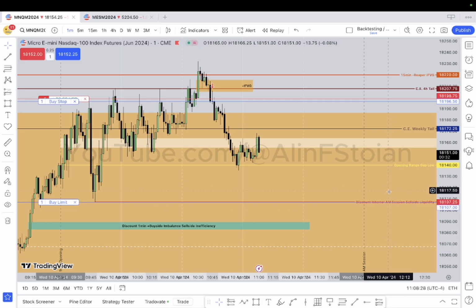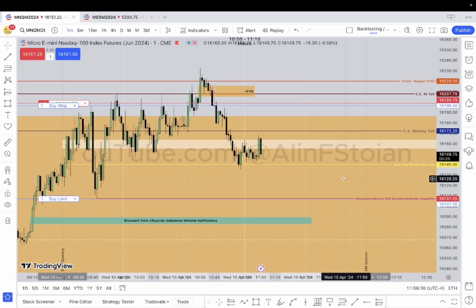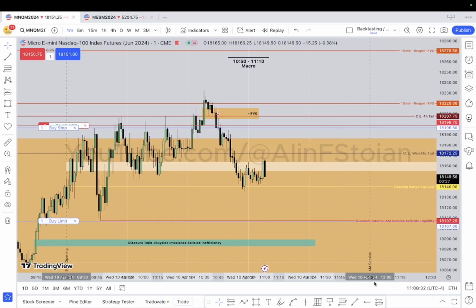So 10:50, 11:10 macro, short, buy side being taken. If the market goes below this up close candle, I would frame this as a means of balanced price range. And I would love to see the market rushing and leaving that fair value gap open. That would be a breakaway gap, and that would signal weakness inside of price action.